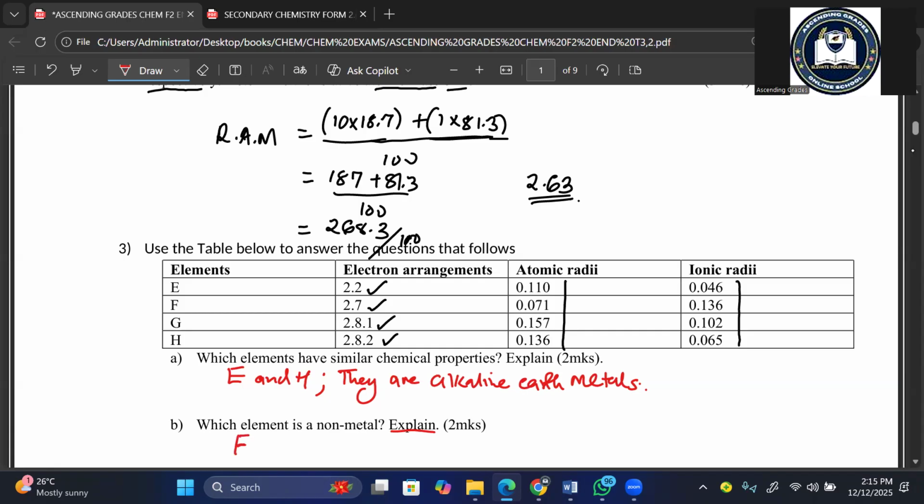So we can say F gains an electron to acquire stability. It is having 2.7. So for it to become an ion, then it will be 2.8. That will be a minus 1.